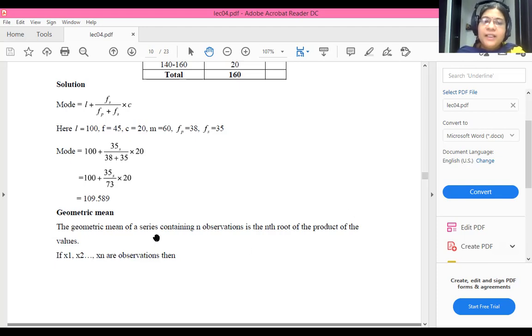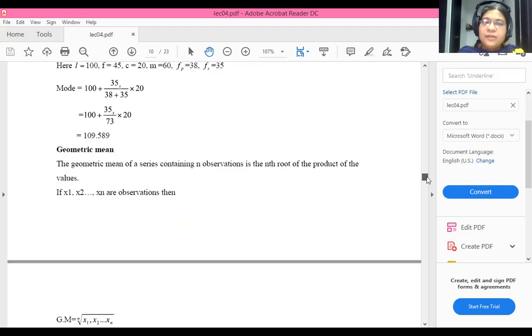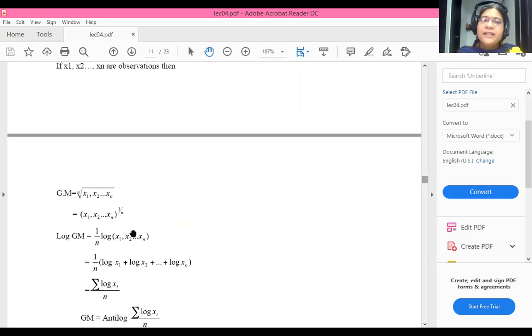The geometric mean of a series containing n observations, remember n observations are there, is the nth root of the product. Product means multiplication of the values x1, x2, xn. So if x1, x2, xn are the observations, then we take the geometric mean as the nth root of the product of the observations.